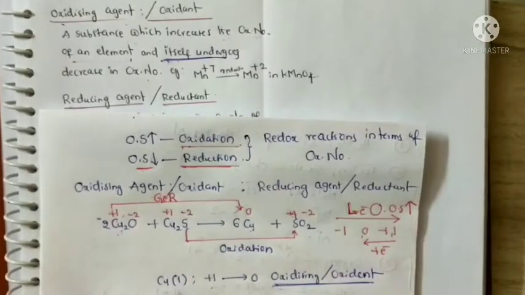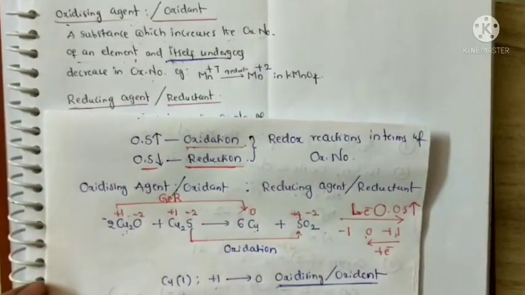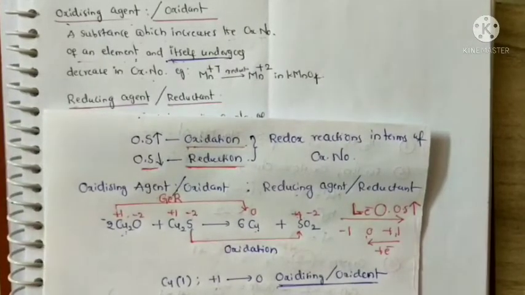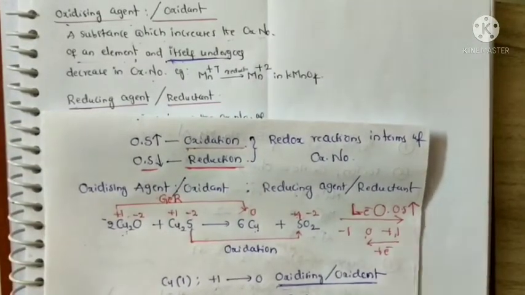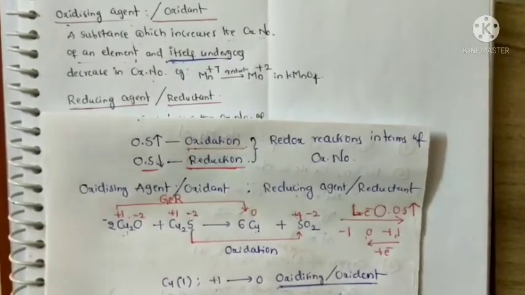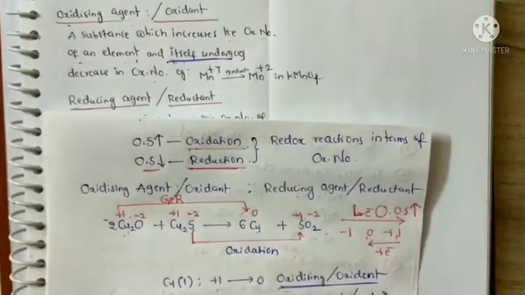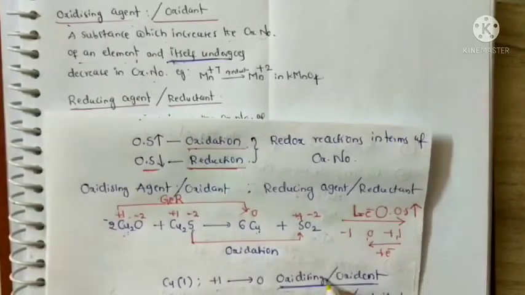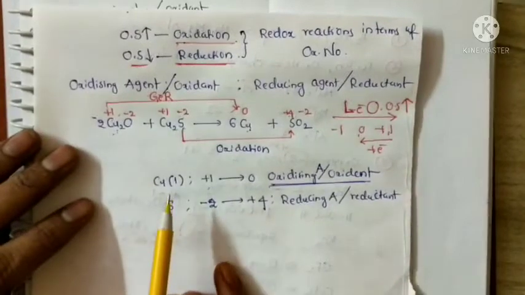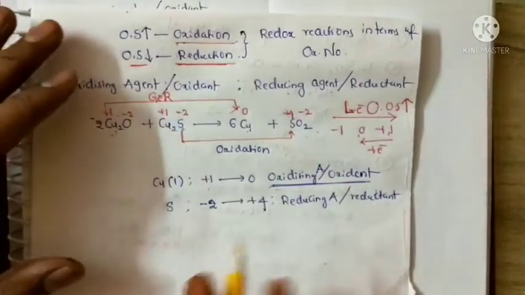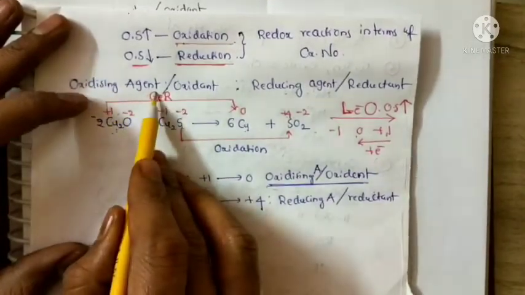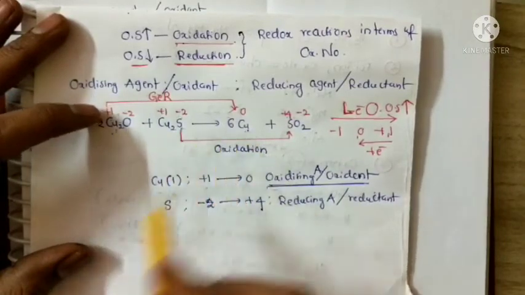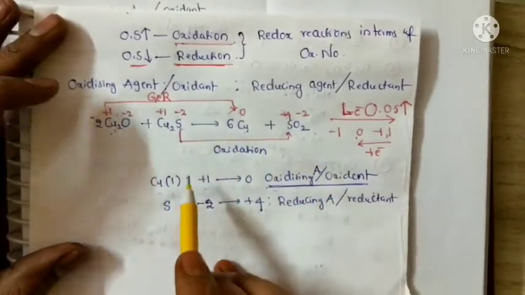ఆక్సిడైజింగ్ ఏజెంట్ ఆర్ ఆక్సిడెంట్. So in a redox reaction, one element undergoes oxidation, the remaining elements undergo reduction. That's why sulfur can act as a reducing agent or reductant. It is the oxidizing agent. So once again repeated, you can easily identify the oxidizing agent: its own oxidation state decreases and it increases the other element's oxidation state.